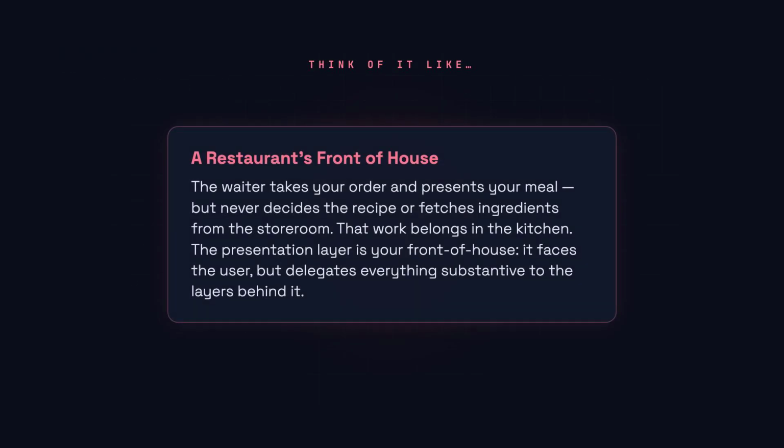Think of a restaurant. The front of house staff greet you, hand you a menu, take your order, and bring your food to the table. They do not decide how the dish is cooked, and they do not walk into the storeroom to pull raw ingredients themselves. The kitchen handles recipes, the storeroom holds stock. Each role stays in its lane, and the whole operation runs cleanly because of it.